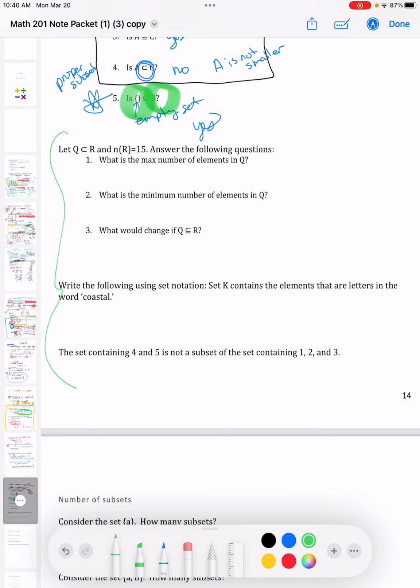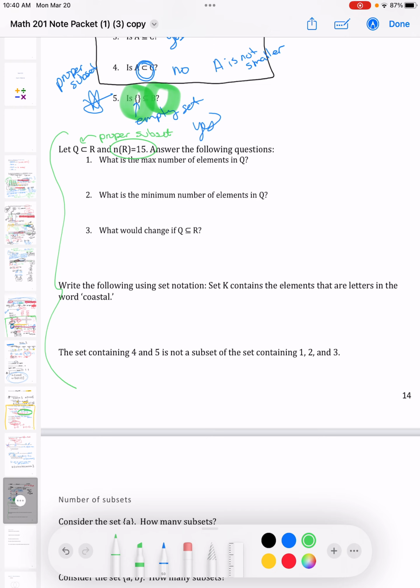So for this first one, this means a proper subset. So I know that Q is a proper subset of R. I also know that R has 15 elements. That's what that means. The cardinality of R, the number of elements of R, is 15. So we need to answer the following questions.